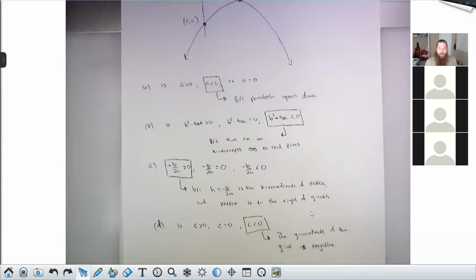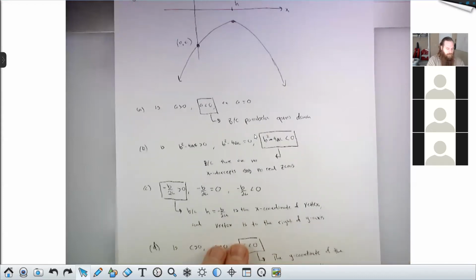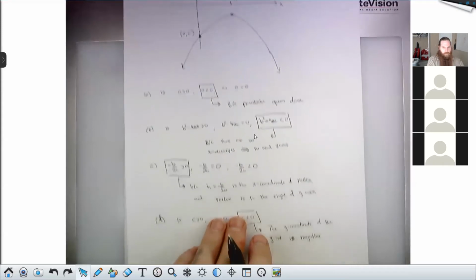Now, something I might ask you to do on a test, I might tell you a is negative, b squared minus 4ac is equal to 0, negative b over 2a is positive, and c is negative. And I might ask you to draw a graph that satisfies that. Or I might ask you to pick a graph that satisfies those from a list of graphs. So really quickly, I'll hold here just for a second if anybody wants to take a screen cap.